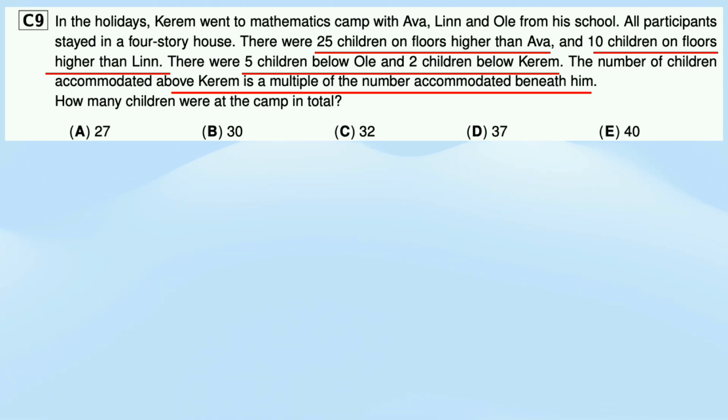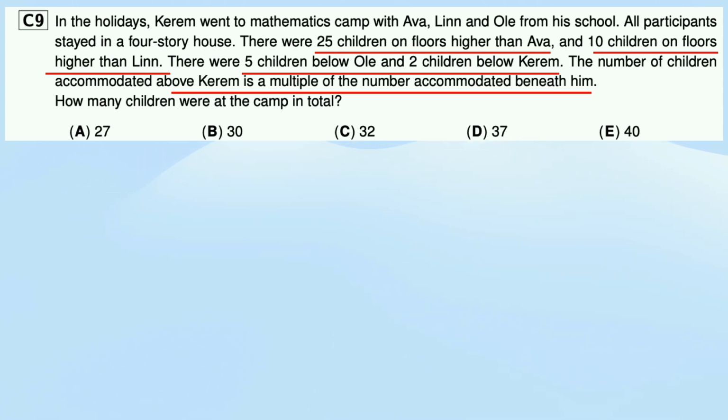There were 5 children below Ole and 2 children below Kerem. The number of children accommodated above Kerem is a multiple of the number accommodated beneath him. How many children were at the camp in total?